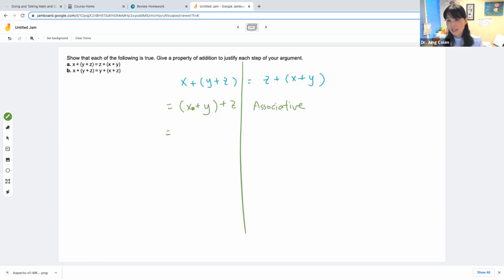And then, look, x plus y was on the left-hand side, but now it's on the right-hand side. I can just flip this whole thing with z, right? So I can just flip them, commute those two. So I am commuting this part and that part. Do you see how I commute? So it is the commutative property.